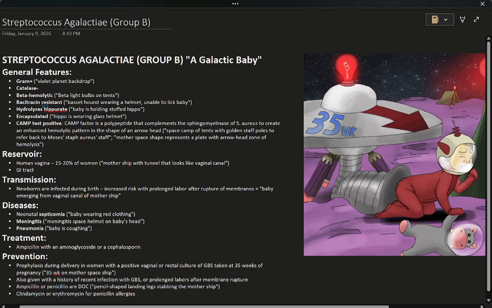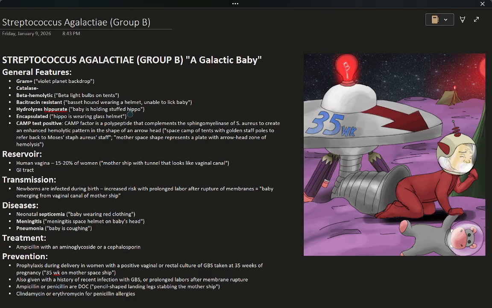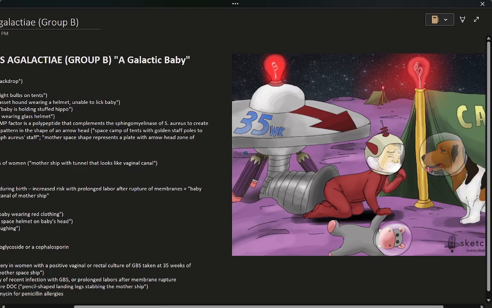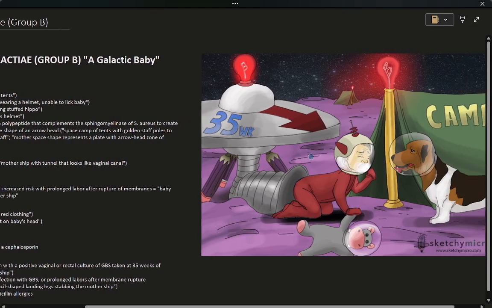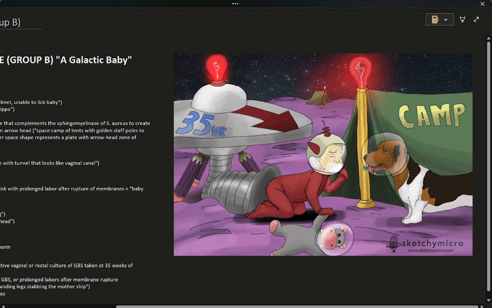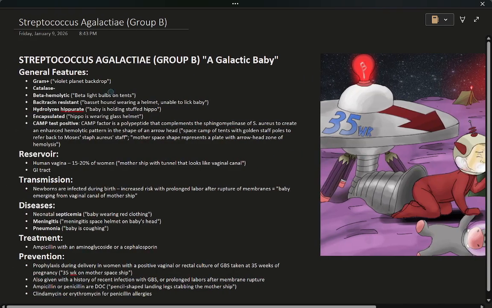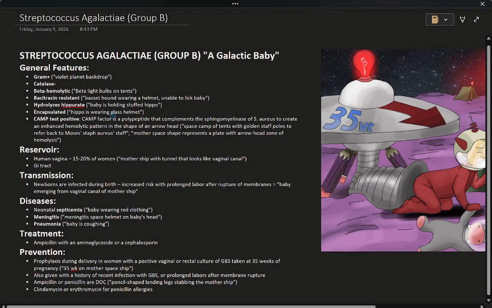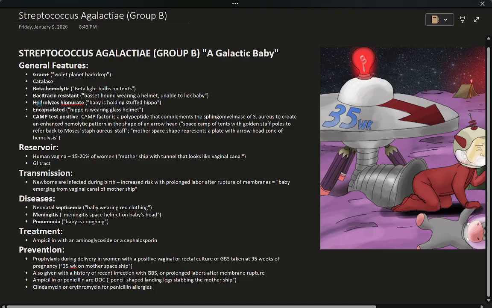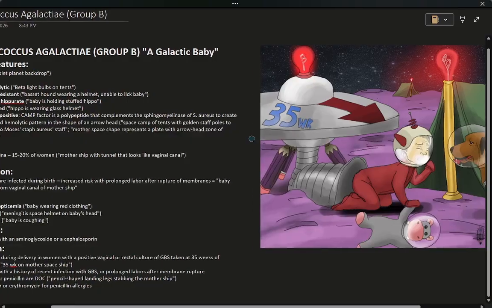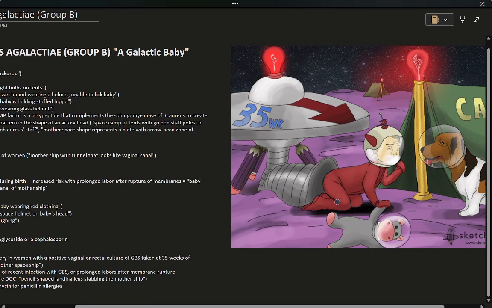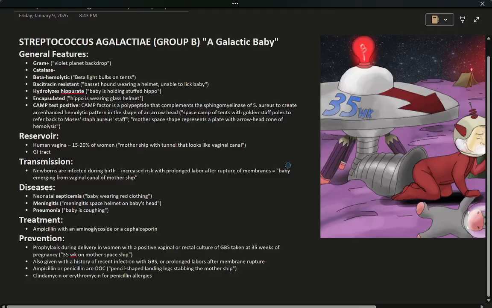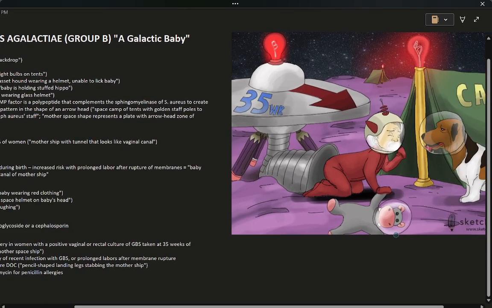It is also bacitracin resistant. So once again, we have a Basset hound wearing a helmet over here, but this time it is not able to lick the baby, and this symbolizes bacitracin resistance. In addition, the Streptococcus agalactiae hydrolyzes hippurate. This is symbolized by the baby holding the stuffed hippo right over here. It is also encapsulated, and so this is symbolized by the hippo wearing a glass helmet.